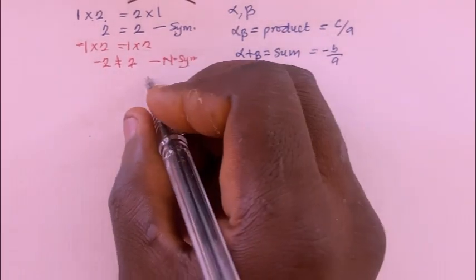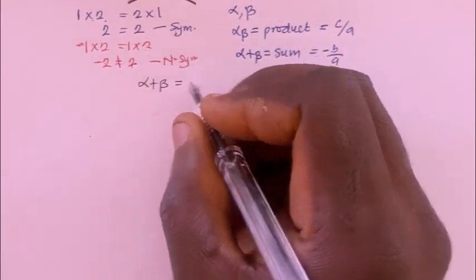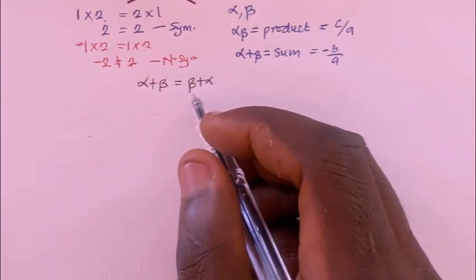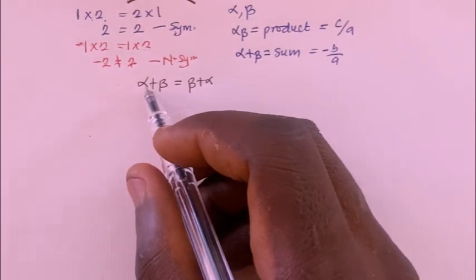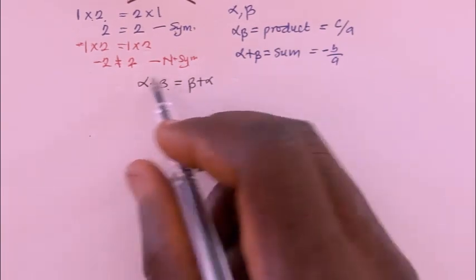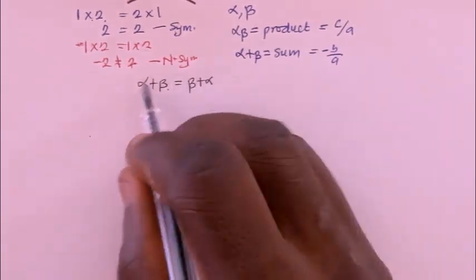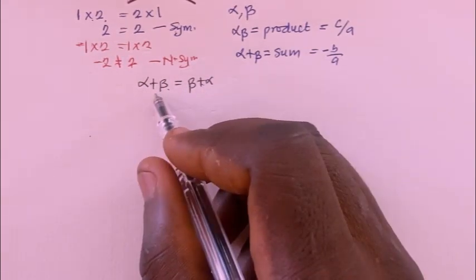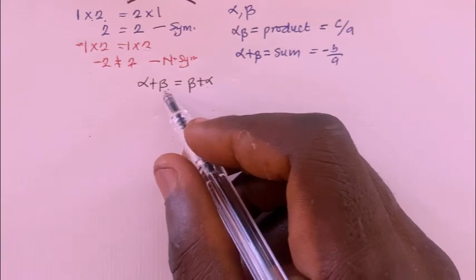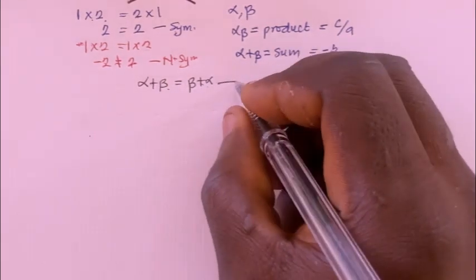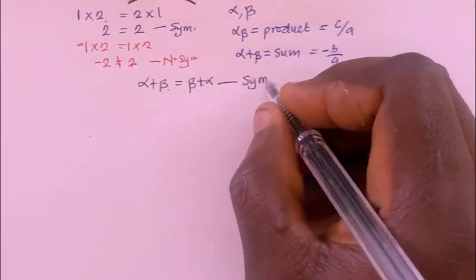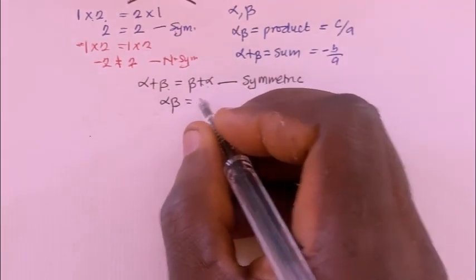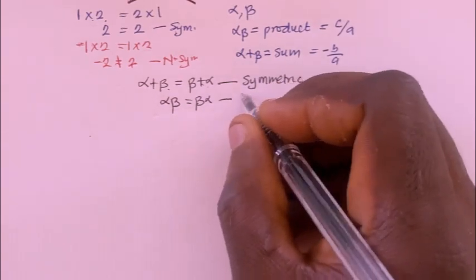Now let's go ahead and check some questions here. Let's say we have alpha plus beta, which is equal to beta plus alpha. Now if you look at this very well, is it symmetric or not symmetric? It is actually symmetric. Why? Because this is alpha plus beta and this is beta plus alpha. So in any way, we have all the signs to be addition. There is no negative or minus sign here, so this is said to be symmetric. Exactly. Now let's say we have alpha beta, which is equal to beta alpha. It is also symmetric.